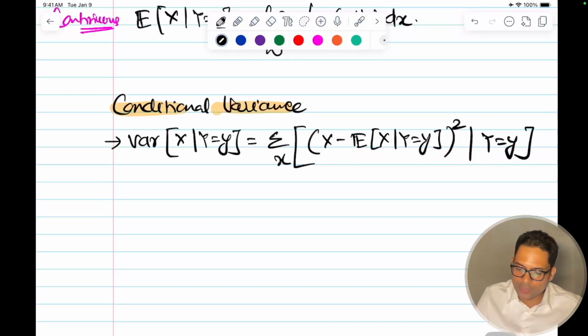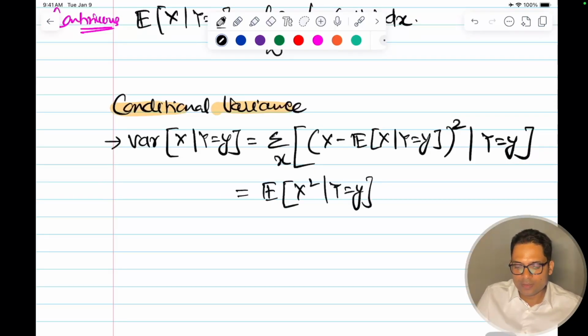There is one more formula that we derived in the last class. This is equal to, written in the form of expectation: the expectation of x squared given Y equal to y, minus the expectation of x given Y equal to y, whole squared.